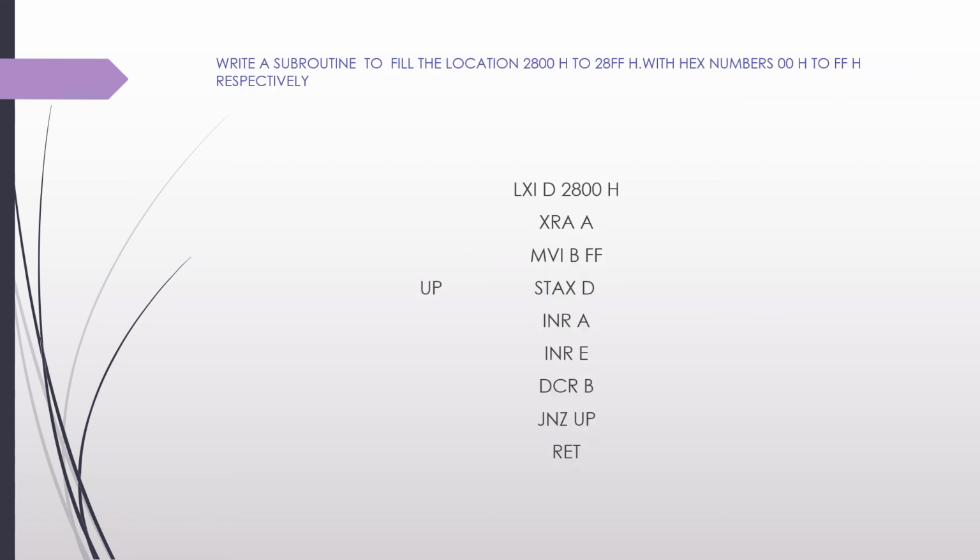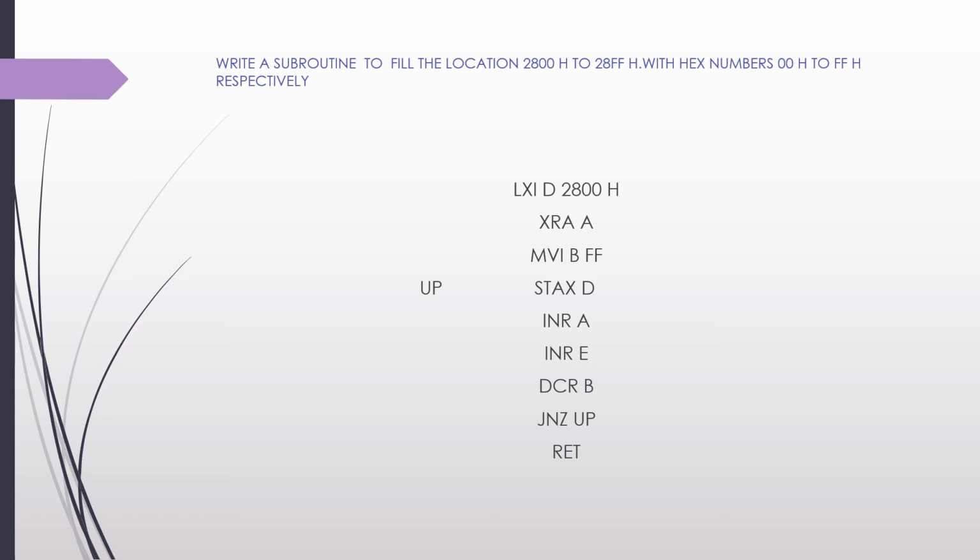Okay, now there is a program on subroutines. Write a subroutine to fill the locations 2800H to 28FFH with numbers 00 to FF respectively. So here you can see the program is a normal program, but it is asked to write a subroutine. So we end this program with RET. If you end the program with RET, it becomes a subroutine.